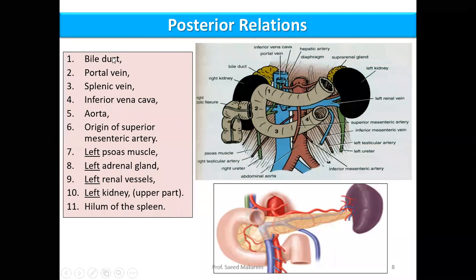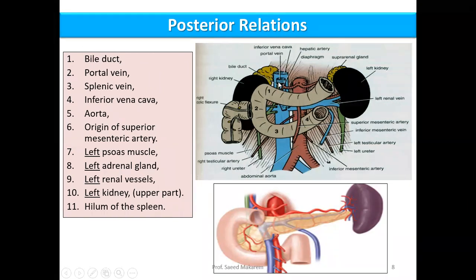One is the bile duct coming from the liver. So this bile duct will be there. Then we have the portal vein. As we saw already, here is the portal vein. The portal vein is formed by the superior mesenteric vein and the splenic vein joining together. So it will be in the posterior relation to the pancreas.